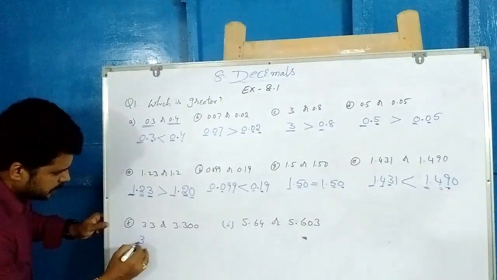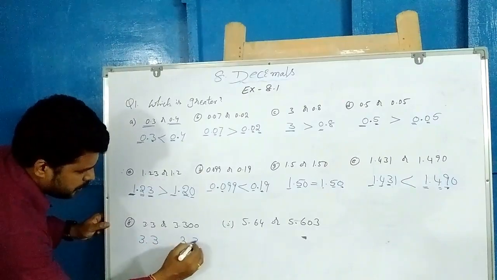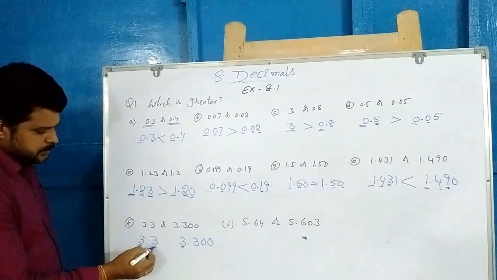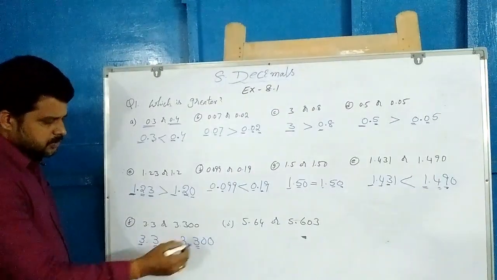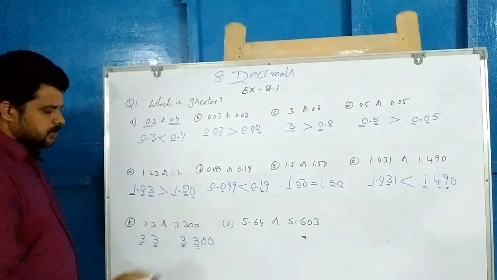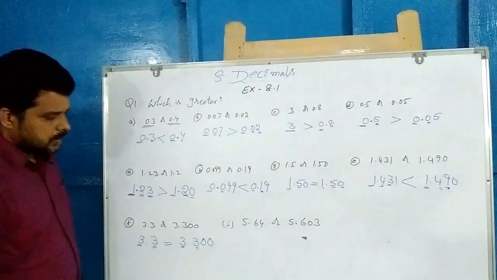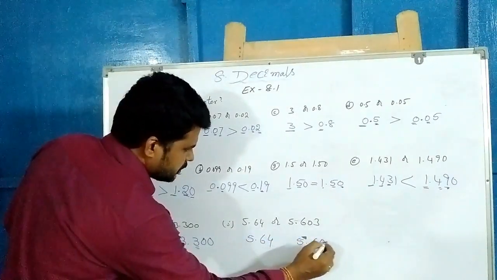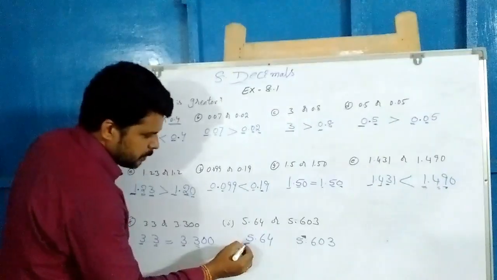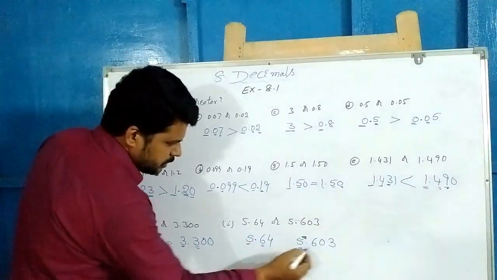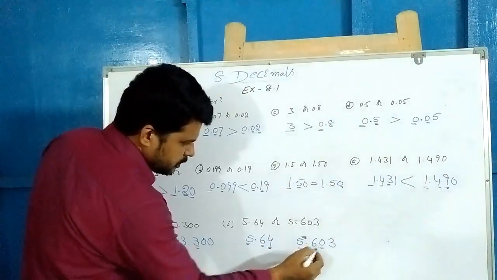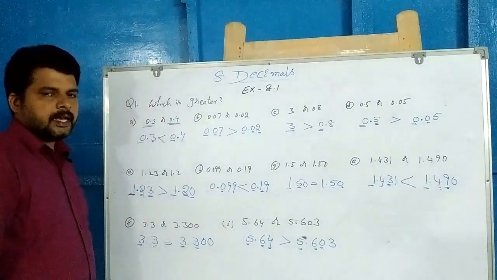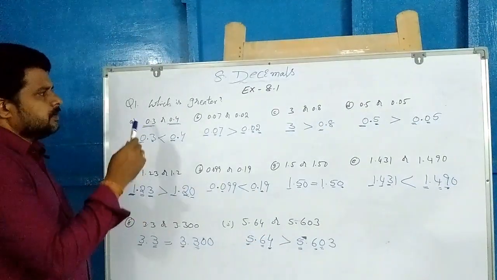F sum: 3.3 and 3.300. So the whole number part is equal. Here 5.64 and 5.603. The whole number part is equal. The decimal part's first value is equal. The second value is 4 and 0. So comparing 4 and 0, 4 is the bigger one. So keep greater than.